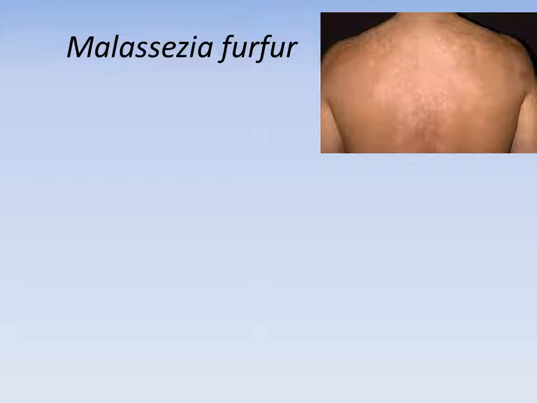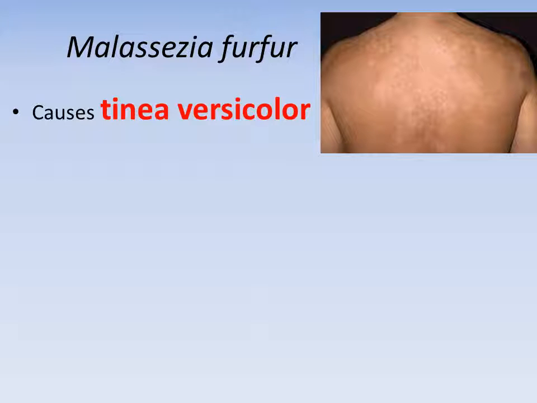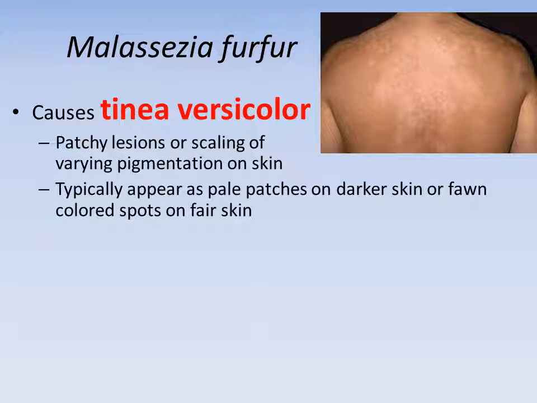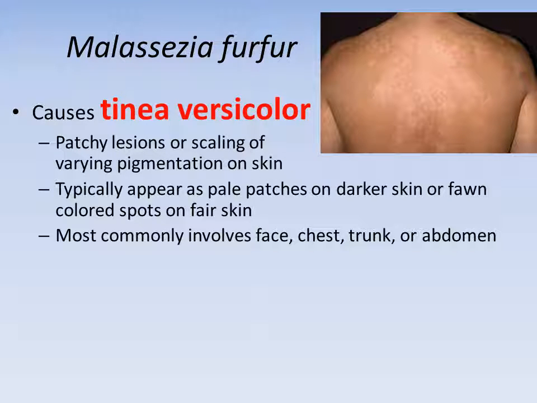The first infection we're going to consider is called tinea versicolor. There's another name for it that was used previously that may still be floating around called pityriasis versicolor. It's caused by the organism called Mycoses furfur. Tinea versicolor consists of patchy lesions or scaling of varying pigmentation on the skin.